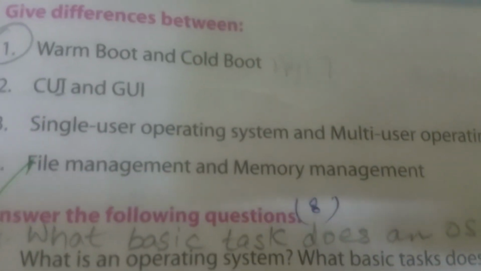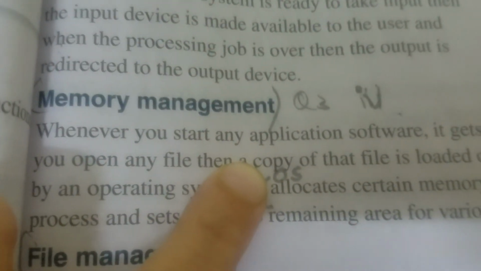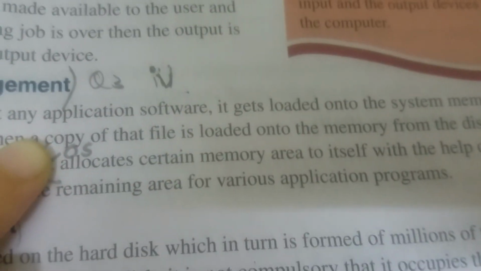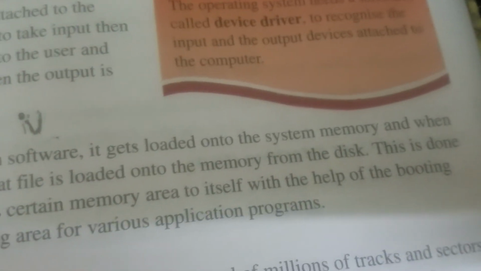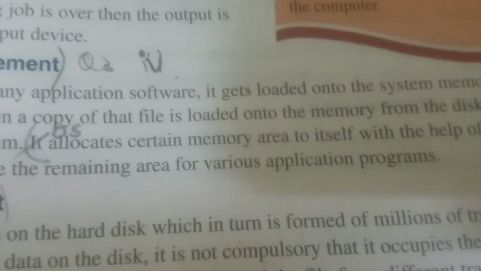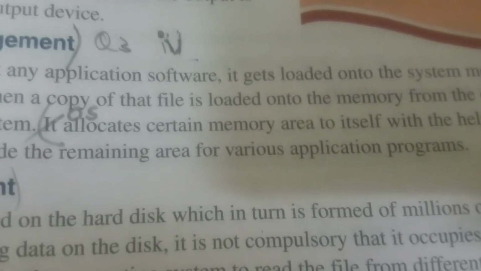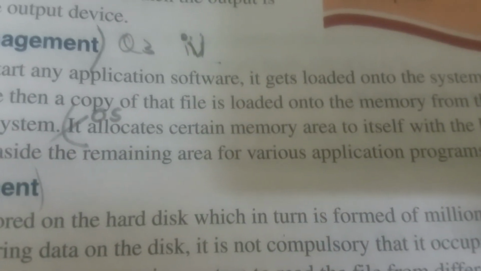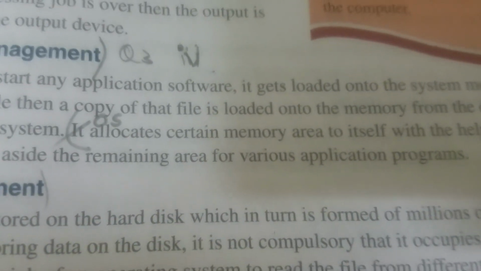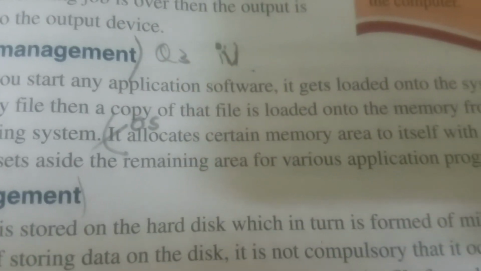Last one is file management and memory management. Memory management. The operating system allocates a certain memory area to itself with the help of the booting process and sets aside the remaining area for various application programs.